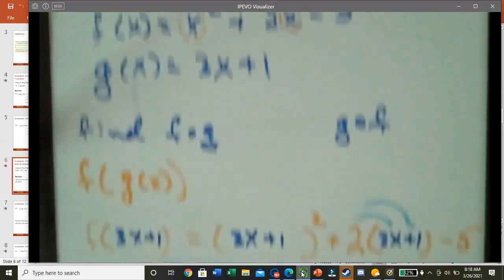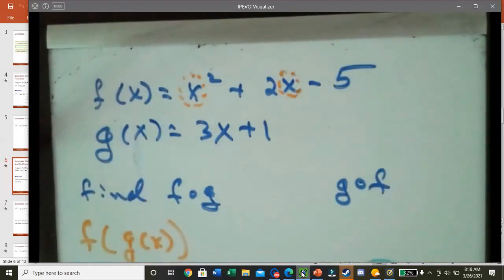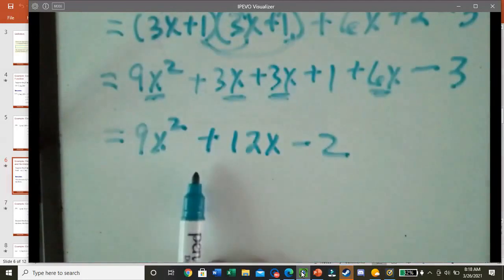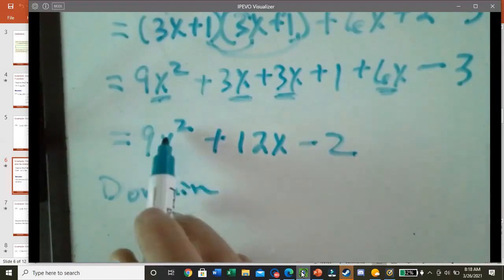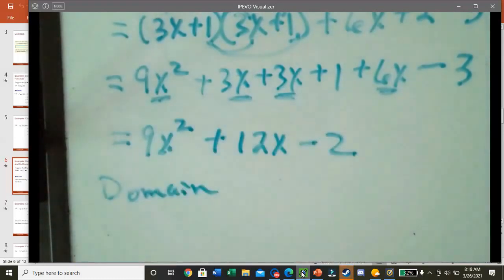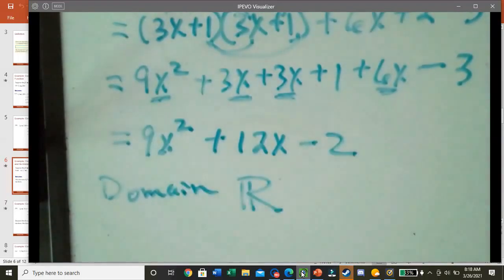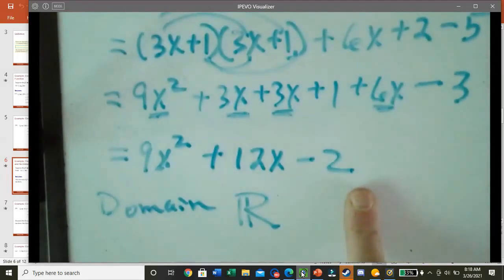Okay, so we took two functions, right? Put f composed with g and came up with a new function. So the domain, well, it's 9x squared, right? X is not in the denominator, x is not in the radical, so domain is all real numbers, right? Questions there? Okay, so now we're going to do g composed with f. Okay, we good? Can I erase this?